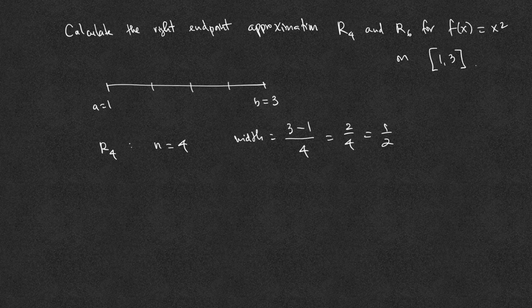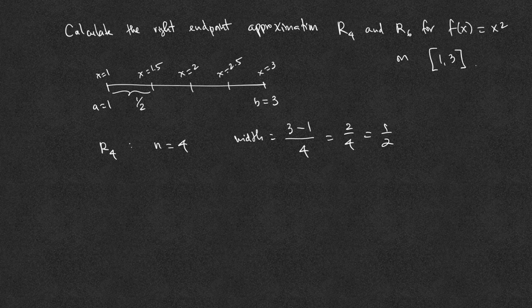The first endpoint is x equals 1, and the next one is therefore 1.5, because the width is 1/2. The next endpoint is 2, the next one is 2.5, and the last one is therefore 3. The width of each of these subintervals is again 1/2. But we're using the right endpoints.